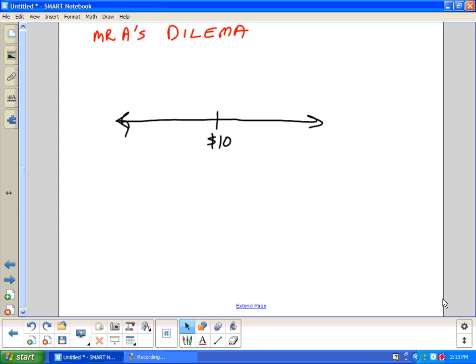All right, so I have a dilemma today. I went to my wallet, and there was $10 in it. I've got to buy my wife a present. So I go to Walmart, and I don't use credit cards, so I have $10 in my wallet. What am I stuck to buy?